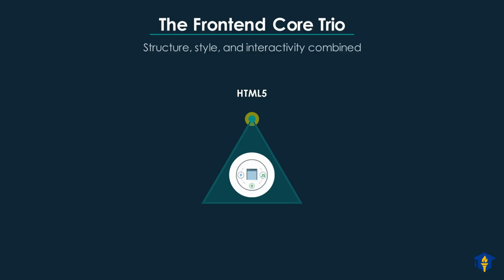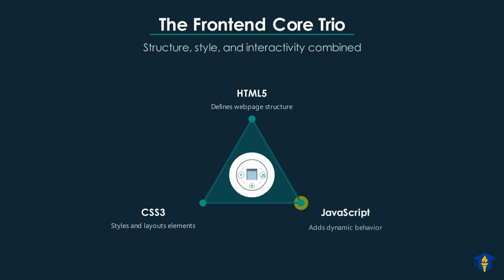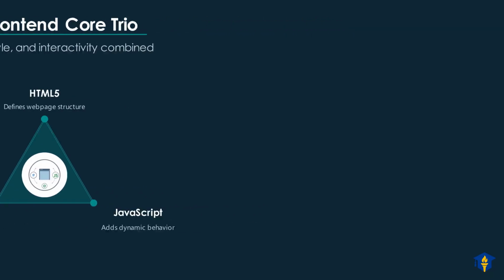First, we have HTML5, the backbone of any web page. HTML5 is primarily responsible for defining the fundamental structure and content of a web page. Next, we introduce CSS3, which is crucial for visual presentation. CSS3 allows you to effectively style and arrange all the elements on your web page. Finally, JavaScript brings dynamic capabilities to the forefront. JavaScript is essential for adding dynamic behavior and interactivity to your web applications.